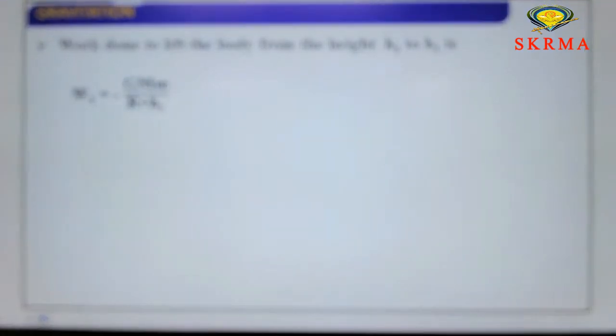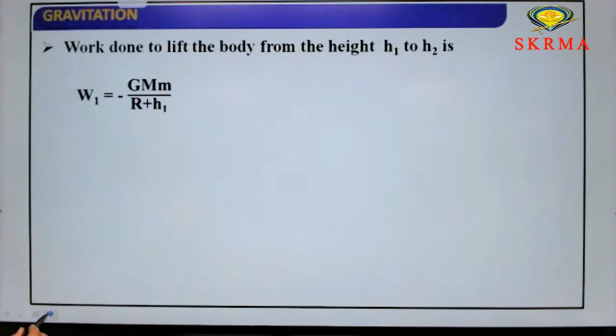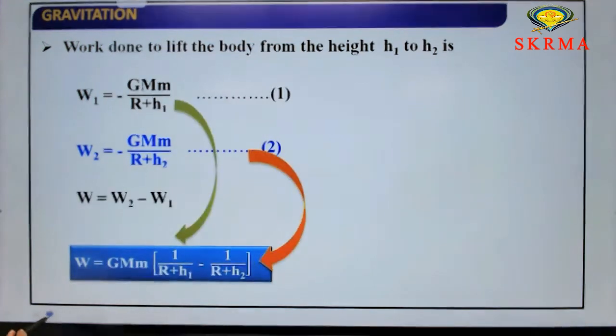The next one is, if you want to move an object from h1 height to h2 height, the same equation is used here. W1 is equal to GMm by R plus h1. In the same way, for height 2, GMm by R plus h2. Then what is our net work done?